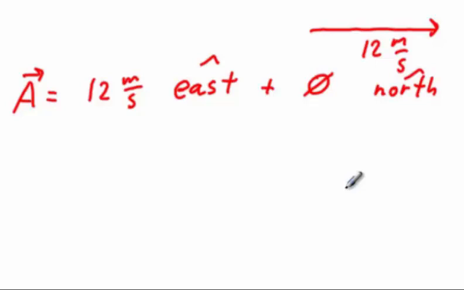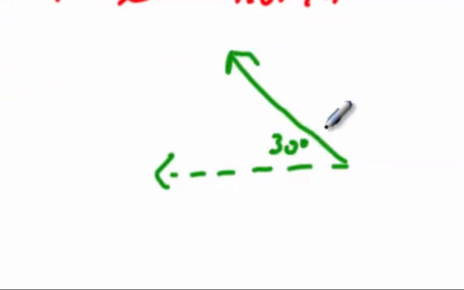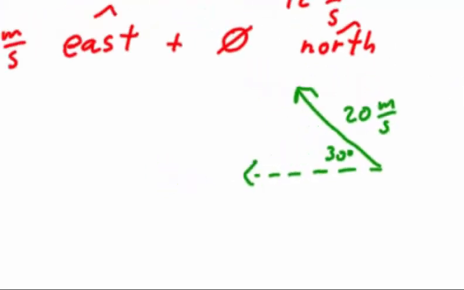Let's do the same for vector B. The English description of vector B is that it has a magnitude of 20 meters per second and is pointed 30 degrees north of west. The west direction is to the left, and to be north of west means that we are above it in this diagram, and we are above it by an amount of 30 degrees. The magnitude of this is 20 meters per second, and we're ready to express the vector B in components.